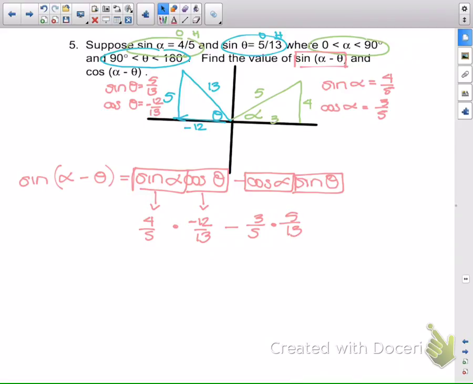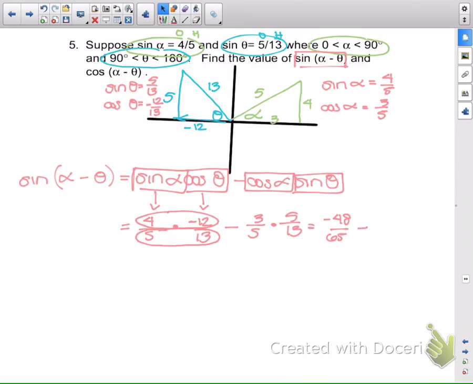5/13. These questions will most likely be on the non-calculator section where I give you a baby calculator. So remember, for fractions, when we multiply them, what parts do you multiply? The tops and the bottoms separately. So the first one, I multiply 4 times negative 12 gives me negative 48. 5 times 13 gives me 65.